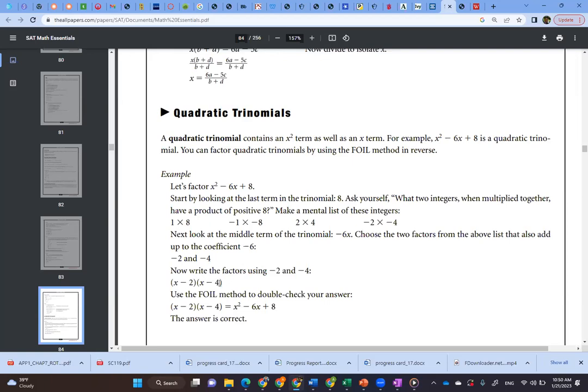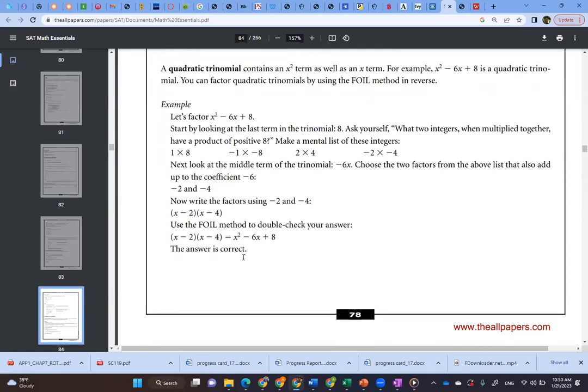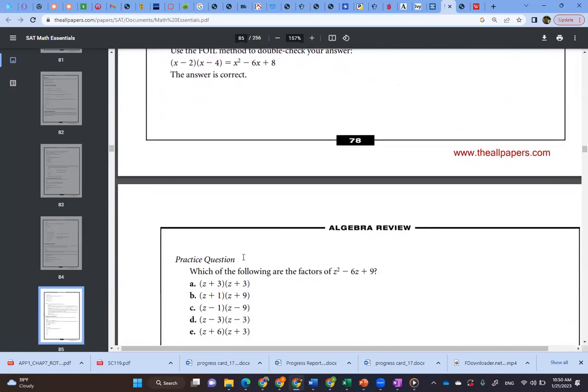That's it. Very simple. So again, look to the last term and make all possible multiplications to get this term. If it's 6, you're going to do 1 multiplied by 6 or negative 1 multiplied by negative 6 and so on. And then look to the middle term and choose the two factors from your list that also add up to the coefficient of the middle term. Very easy. So let us do this one. Which of the following are the factors of z squared minus 6z plus 9? Please follow the same techniques. It's going to save your time.